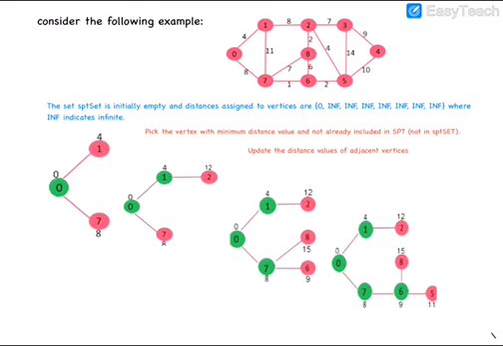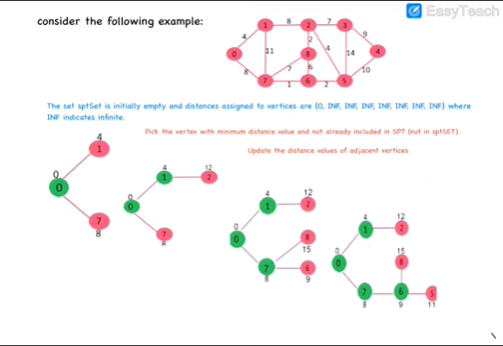Now we'll be considering 0 as our vertex u, and we will be finding all the adjacent vertices. The adjacent vertices to 0 are 1 and 7. We have to update the distance values of these vertices. So 0 plus 4 is 4, and 0 plus 8 is 8. 4 is less than infinity, so it is updated. 8 is less than infinity, so it is updated.